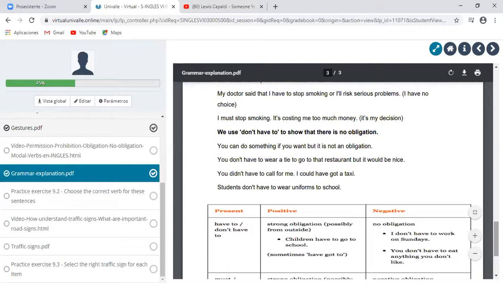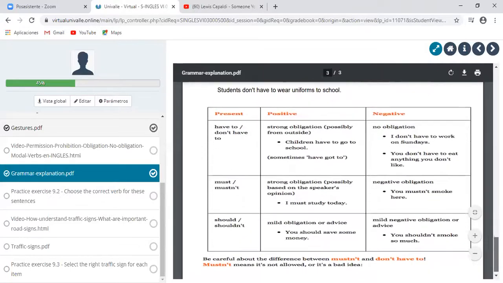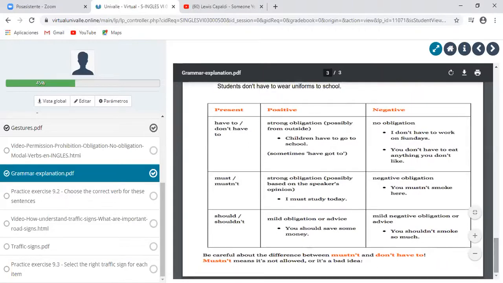In here, we have a short list about modal verbs in positive and negative, okay? Be careful about the difference between mustn't and don't have to. Mustn't means it's not allowed or it's a bad idea, okay?